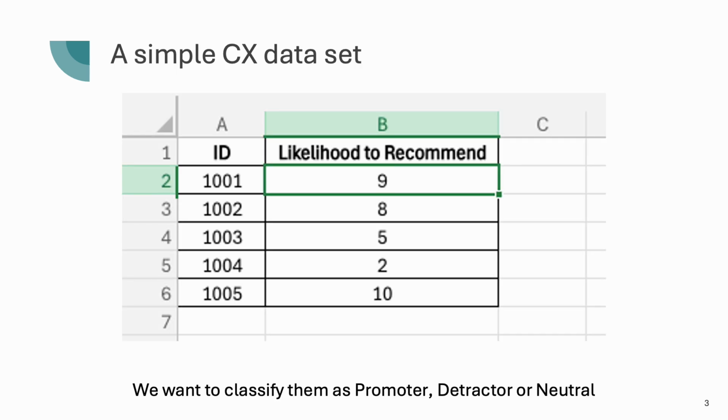So here's a simple set of customer satisfaction data. We've only got 5 interviews, make life nice and simple. We've got likelihood to recommend, and we want to add a column that will classify them as promoter, detractor, neutral. You can already do that, I'm sure, yourself in Excel, but we can make the process a little easier and maybe use a slightly different formula than the one you would have used.